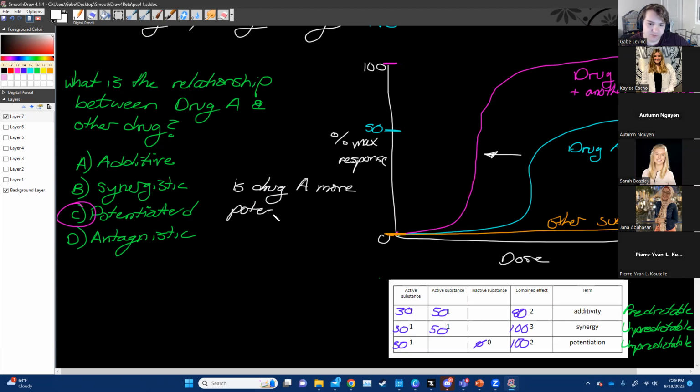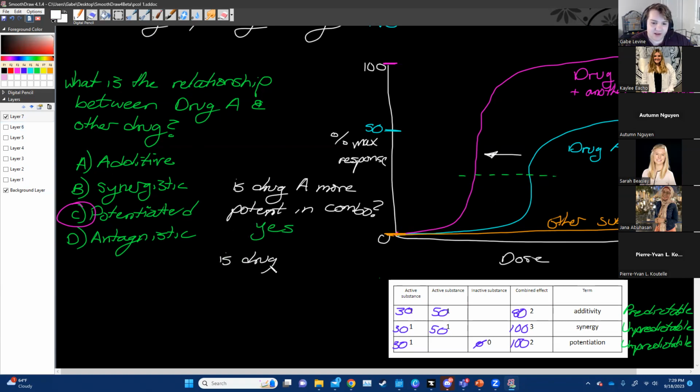Is drug A more potent in combo? Yeah, it would be, right? Remember, potency just is all about the x-axis. The fact that we can administer lower doses for the same response means that it is more potent. So yes.